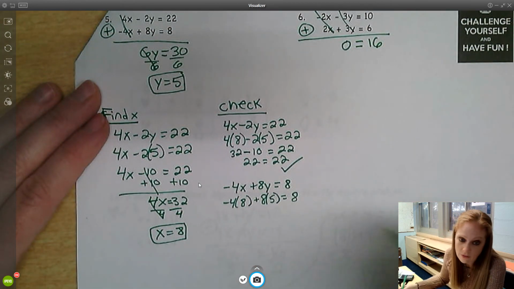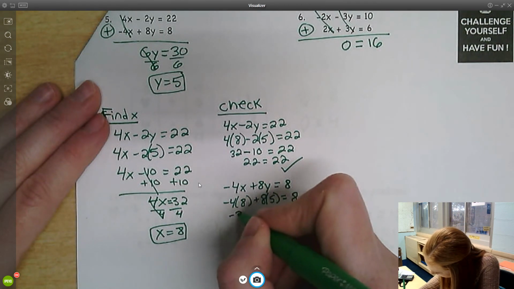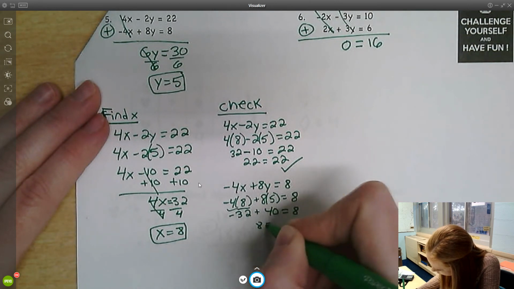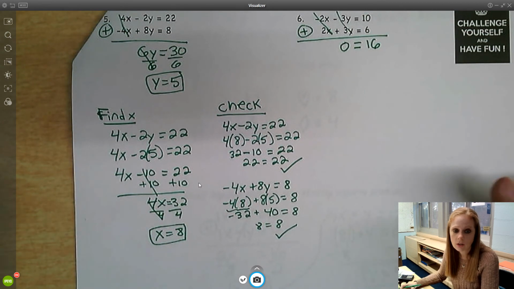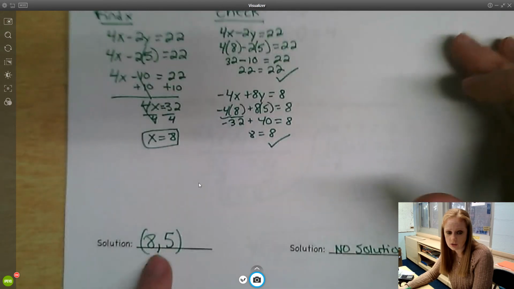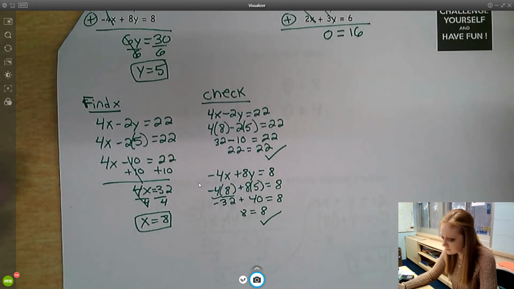That means that the point (8, 5) is on that line. Let's see if it is on this line. This is going to give you negative 32 plus 40 equals 8. And sure enough, 8 equals 8. So that point is on that line, so it checks out. So that's a great way to check it, especially if it's multiple choice. Just take the solutions, plug them into both equations, and see which one balances out.